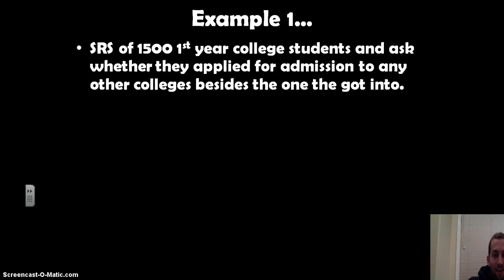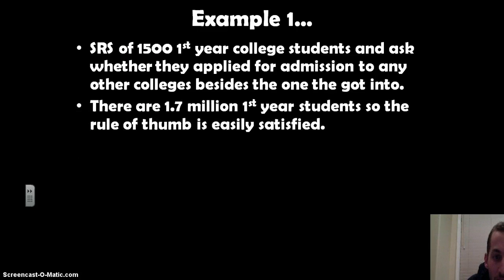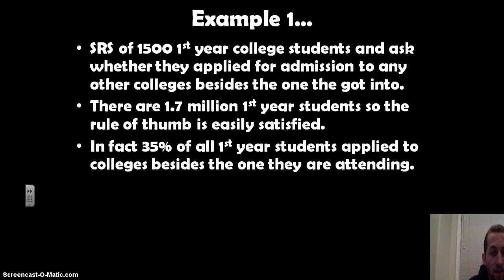1,500 first year college students were asked whether they applied for admissions to any other colleges besides the one they got into. Really relevant for some of you seniors, hopefully getting some of those results back. There are 1.7 million first year students, so the rule of thumb is easily satisfied. We don't have to even think too hard about that.